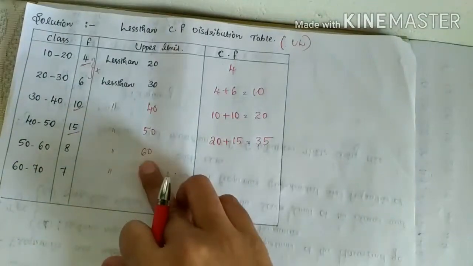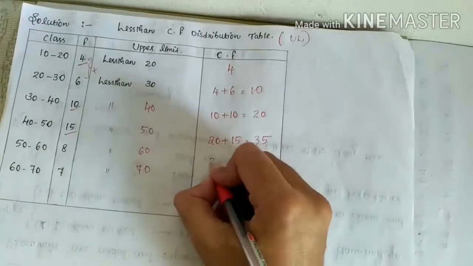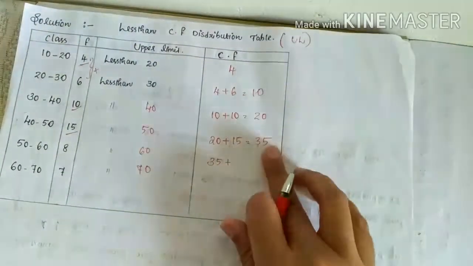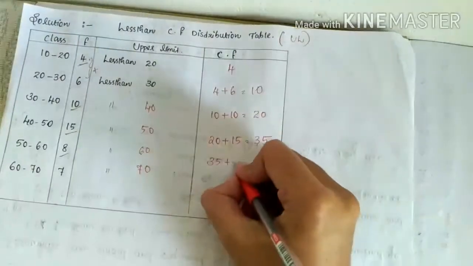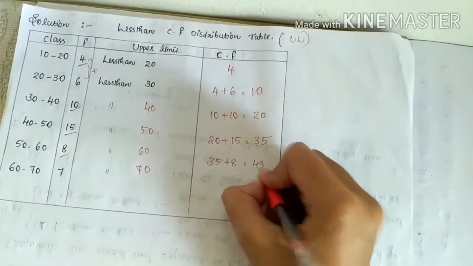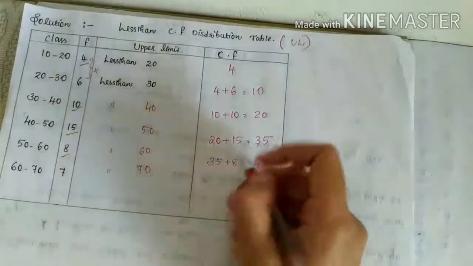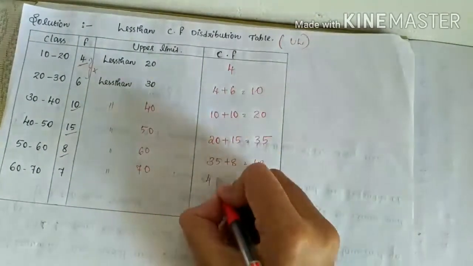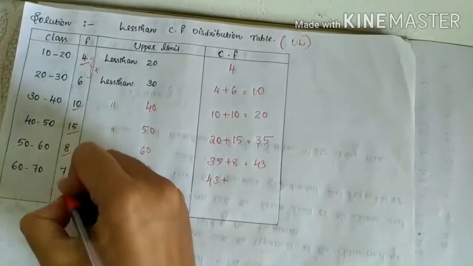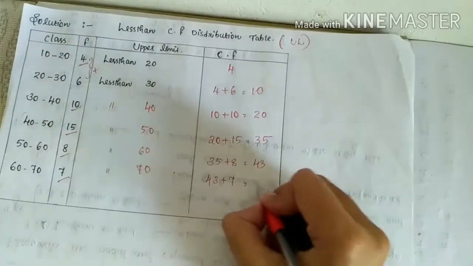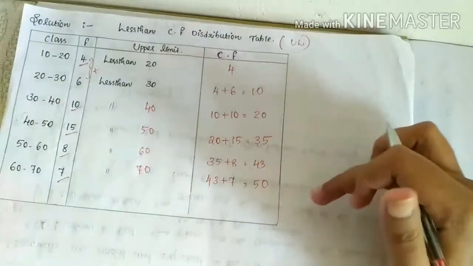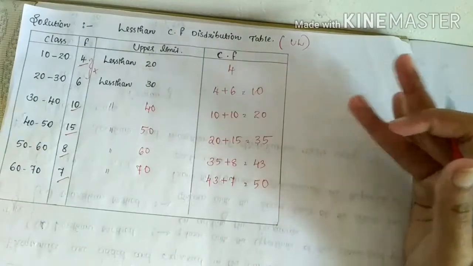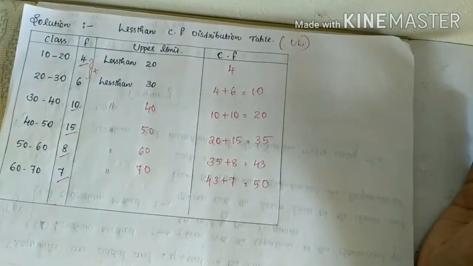And less than 60, cumulative frequency is 35 plus 8. Answer is 43. And less than 70, cumulative frequency is 43 plus 7. The answer is 50. This is the method for constructing the less than cumulative frequency distribution table.